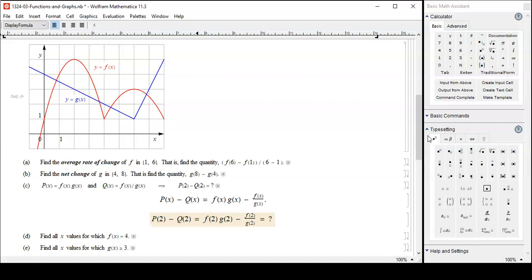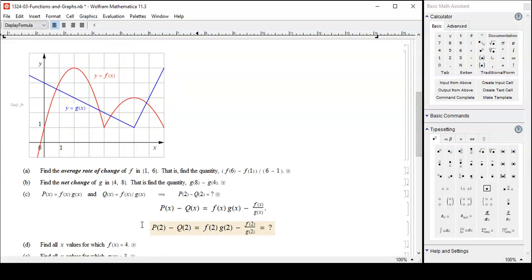Okay? You got to know some algebra of functions. P is f times g, so P of 2 is f of 2 times g of 2. Q is f over g, so Q of 2 is f of 2 over g of 2. So we get this quantity. How do you find this quantity? We can find it from the graph. How do you read the graph and get f of 2? And how do you get g of 2? Stop the playback and do it on your own.